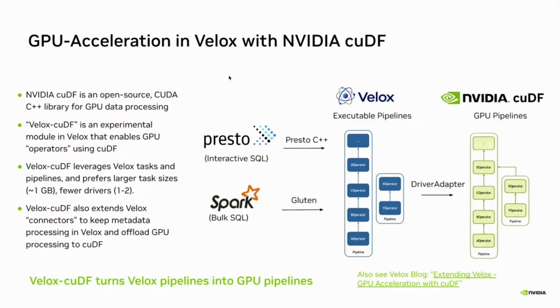The Velox worker will get plans in from the Presto coordinator or through Gluten. That's an executable pipeline in Velox, and we use the driver adapter to convert it into a GPU pipeline. Now we've got these cuDF vectors that can point to data that remains on device, and we can do end-to-end GPU execution using this replacement model.